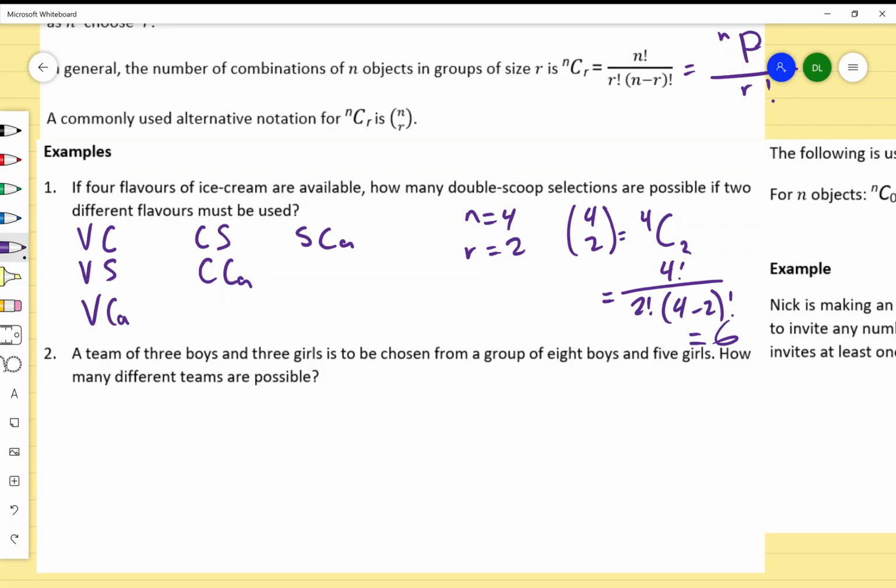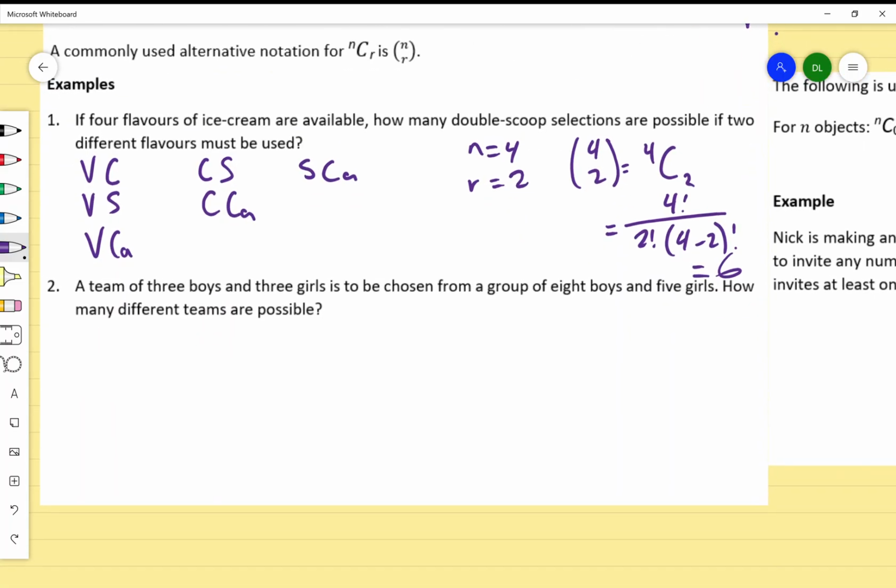Same thing. Here's what happens when we have to apply the addition or multiplication principle in such a method. For this question, a team of 3 boys and 3 girls is to be chosen from a group of 8 boys and 5 girls. How many different teams are possible?